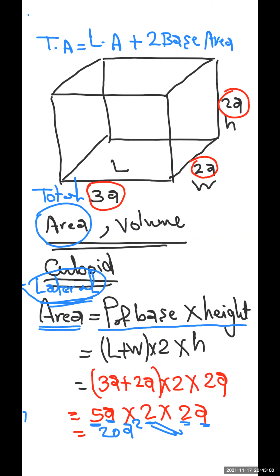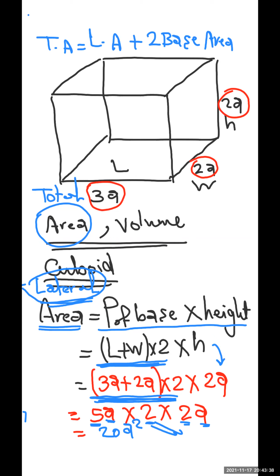Then why did you multiply by 2 here? In the perimeter of the base. Because the base is a rectangle and the perimeter of the base is length plus width times 2. Correct? So it's 3a plus 2a times 2, times the height, which is 2a. Are we getting the perimeter of the base or the area of the base? Perimeter. This is the rule: area equals perimeter of the base times the height. Okay? That was the lateral area.